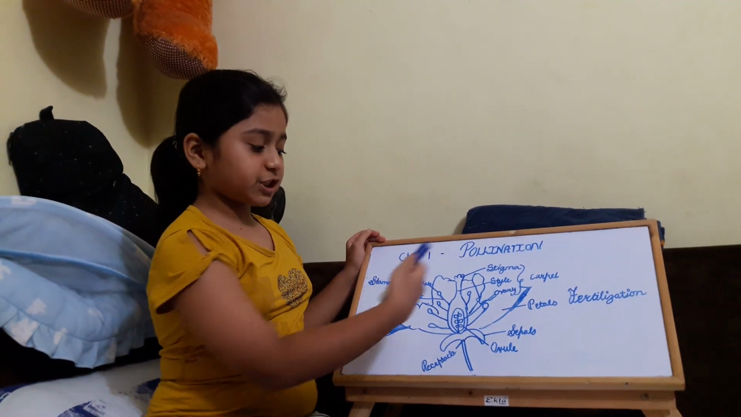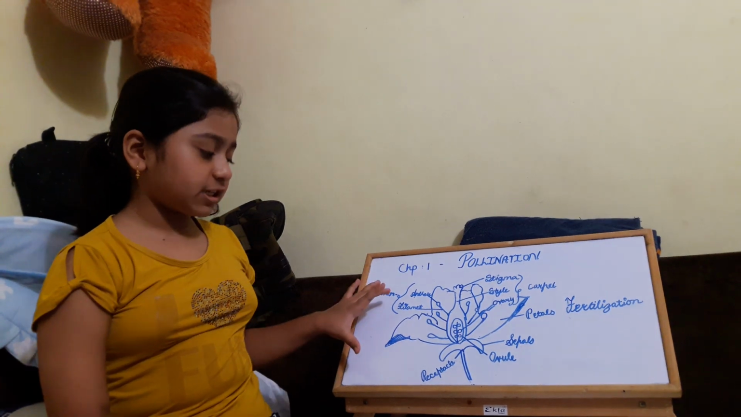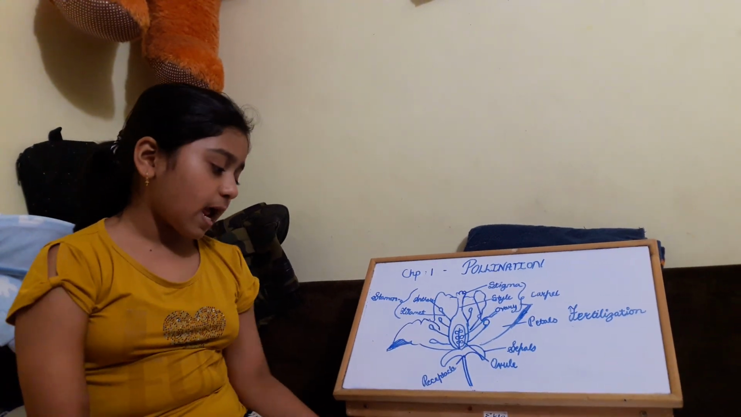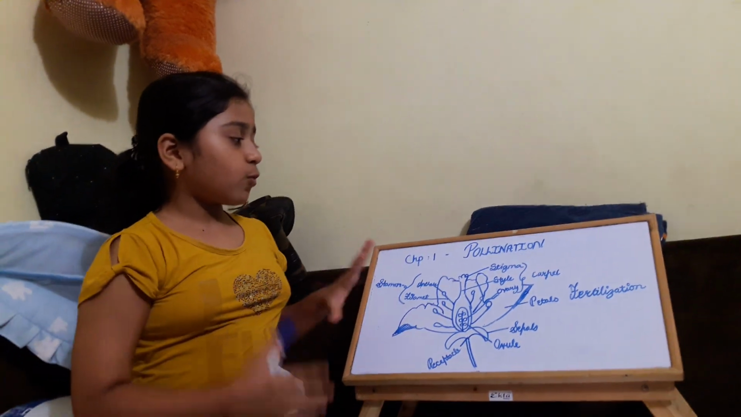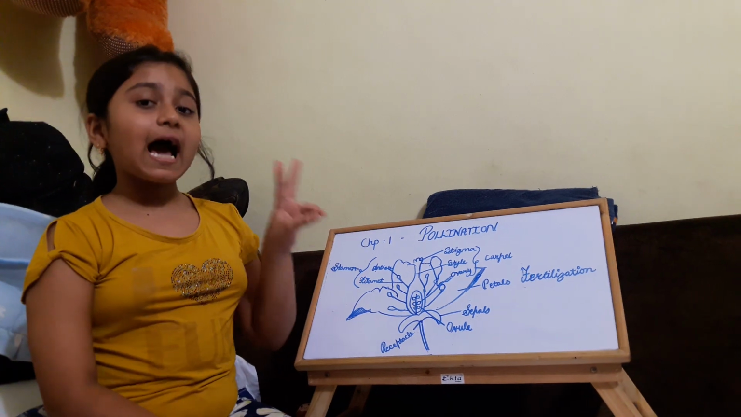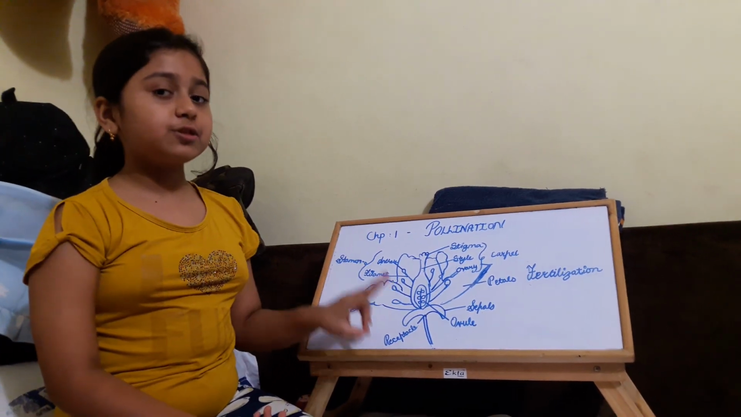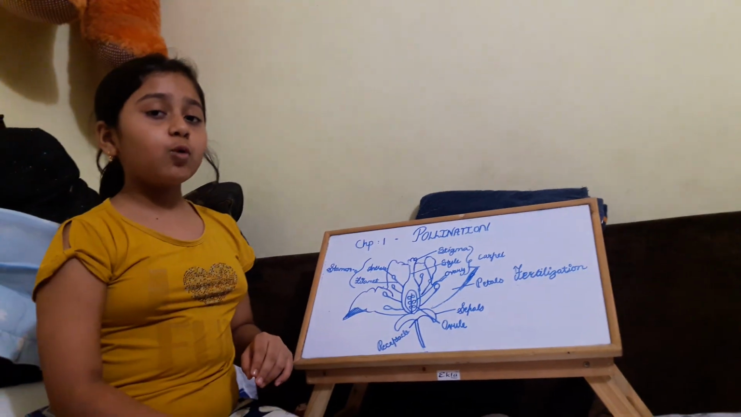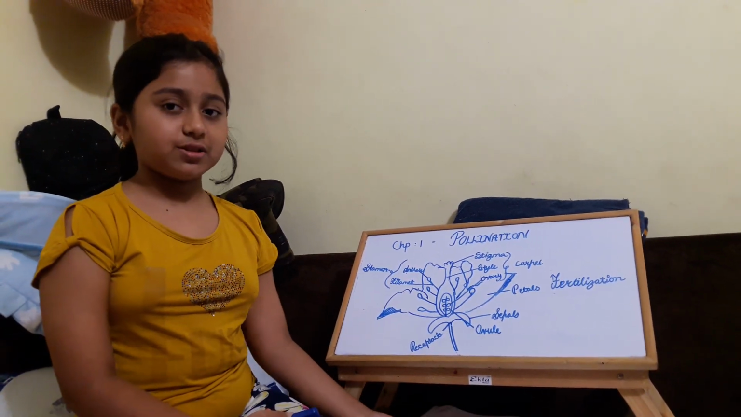The process which I explained only happens in bisexual flowers or hermaphrodites, because bisexual flowers are those in which both male and female gametes are there. So then only the sexual reproduction takes place. Now we will go on to the asexual reproduction.